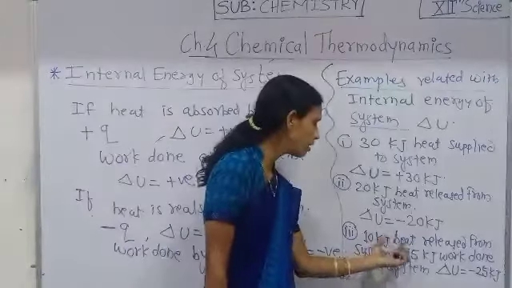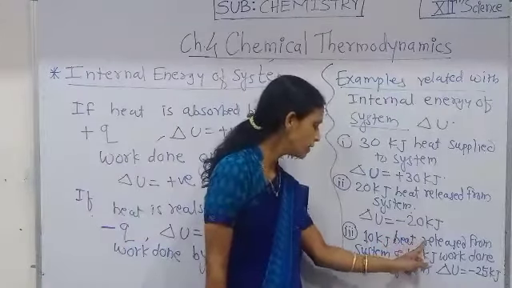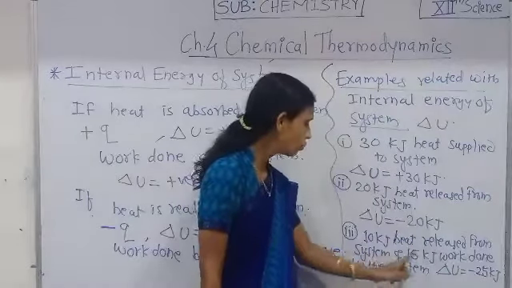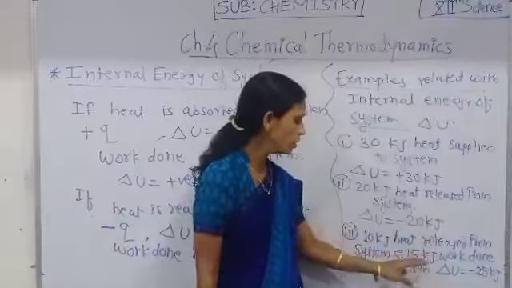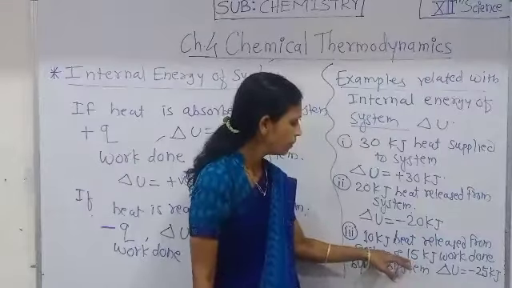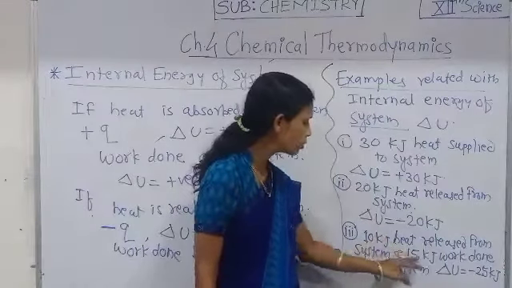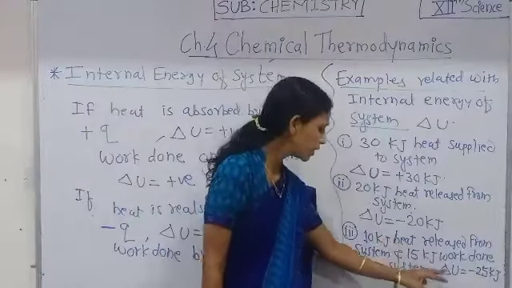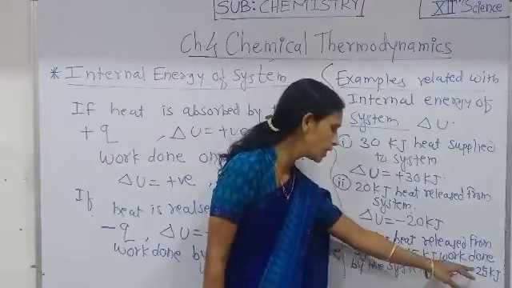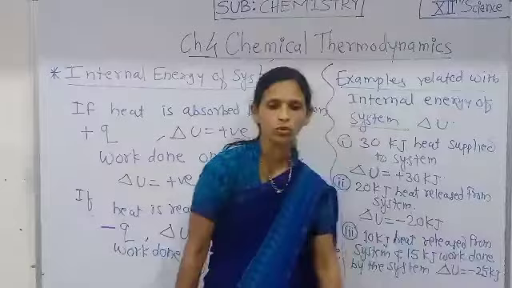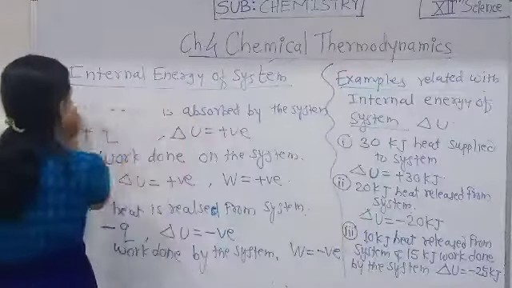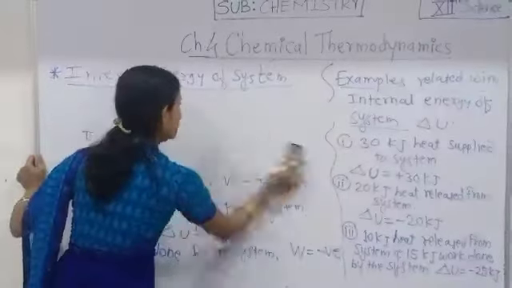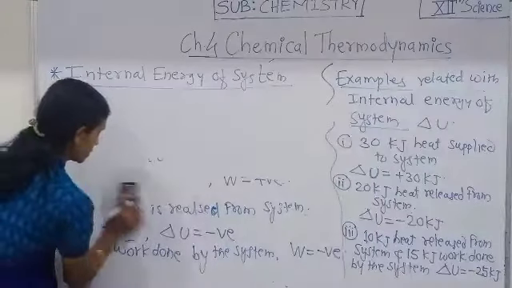Therefore the change in internal energy, that is delta U, is minus 10 kilojoule, as well as work done takes place by the system. Therefore the internal energy of the system decreases by 15 kilojoule. That means the total change in internal energy of the system is minus 25 kilojoule. That is about the few examples related with the internal energy of the system.